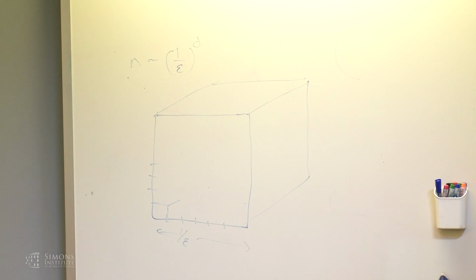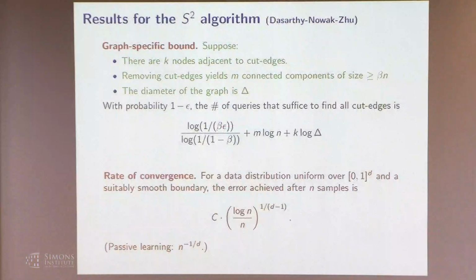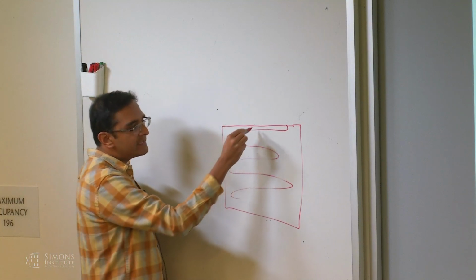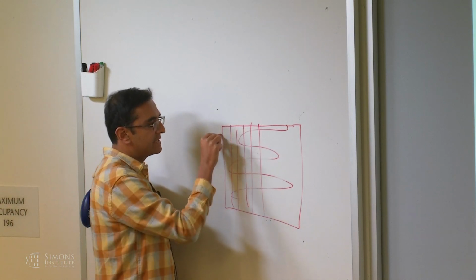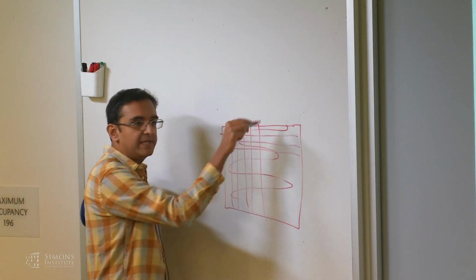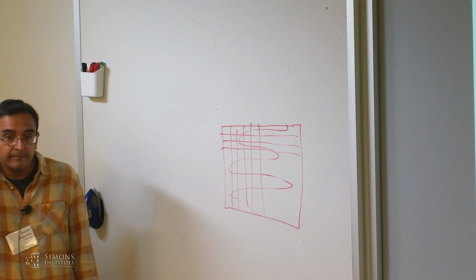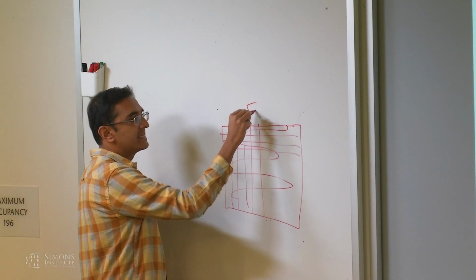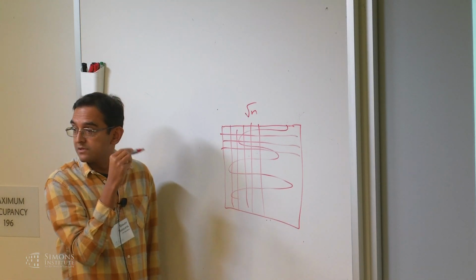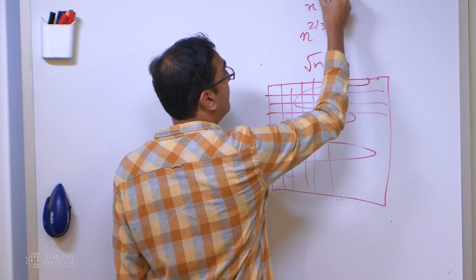Let me just come over here. In the 2D setting, you could have a crazy decision boundary that sort of fills up the whole space. But what they're saying is no. If you were to create a grid, then the boundary intersects only a small number of cells of this grid. In the 2D case, if you have n cells, it'll intersect about square root n of them. In 3D, it'll be n to the 2/3, and in general, it'll be n to the 1 minus 1 over d.